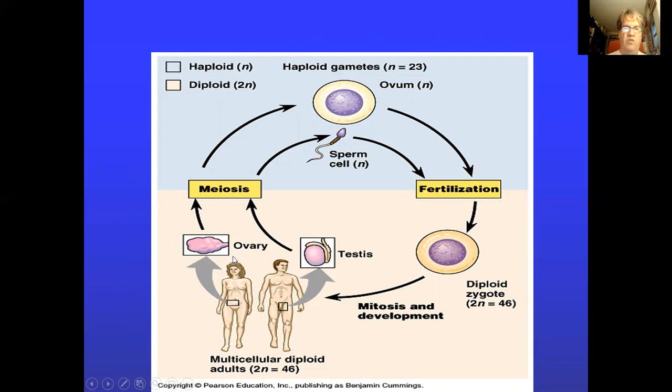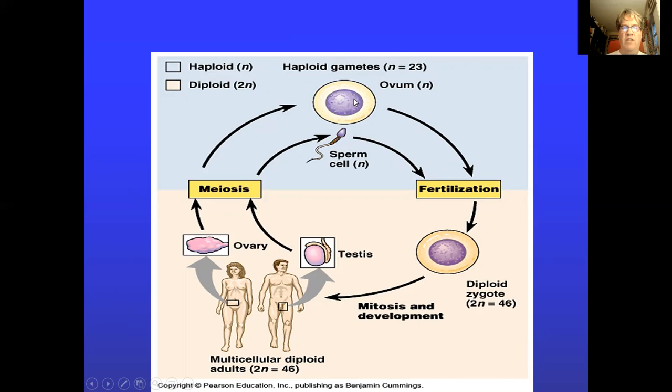So the testes and the ovaries produce haploid cells by meiosis, this process here. And in males, in the testes, that process of meiosis during gametogenesis is going to produce a haploid cell, a sperm cell, right? And in females, that process of meiosis is going to produce a haploid ovum or egg cell, right?